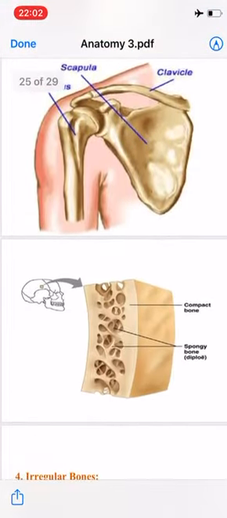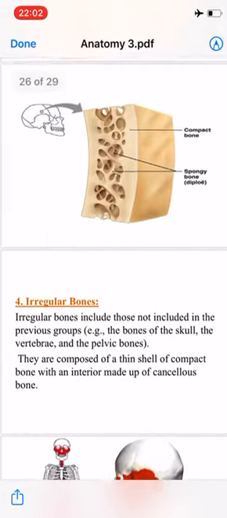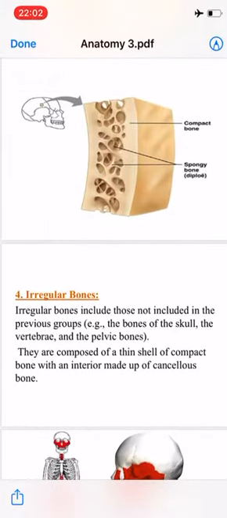And we have this picture showing the clavicle and scapula. The scapula is involved in the classification of the flat bones. And this picture shows a section of the bone and the inner and outer layers of compact bone and in the center a spongy bone called the diploe.